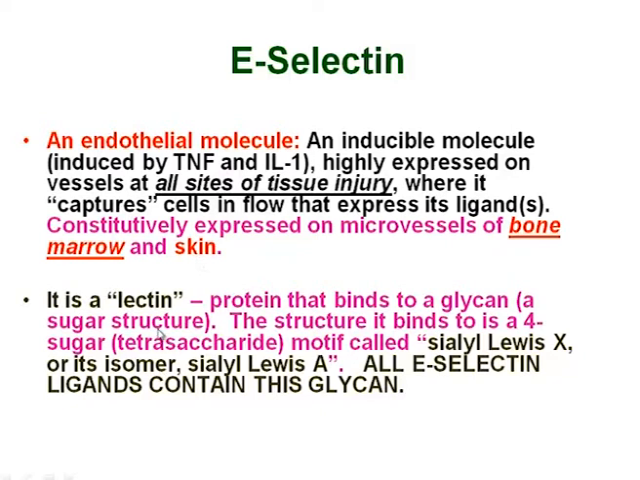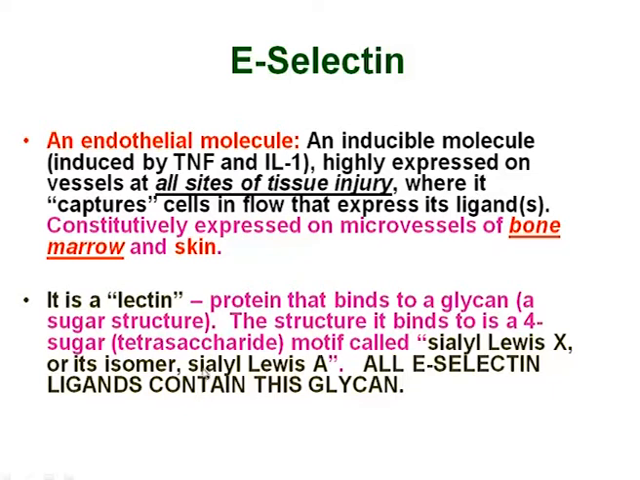Now E-selectin is a lectin. By definition, a lectin is a protein that binds carbohydrate. So therefore, this structure is looking for a sugar motif. The critical sugar motif that it binds to is a tetrasaccharide, a 4-sugar composition called sialylated Lewis X, or its stereoisomer called sialyl-Lewis A. All E-selectin ligands contain this 4-sugar motif, either sialylated Lewis X or its isomer sialylated Lewis A.